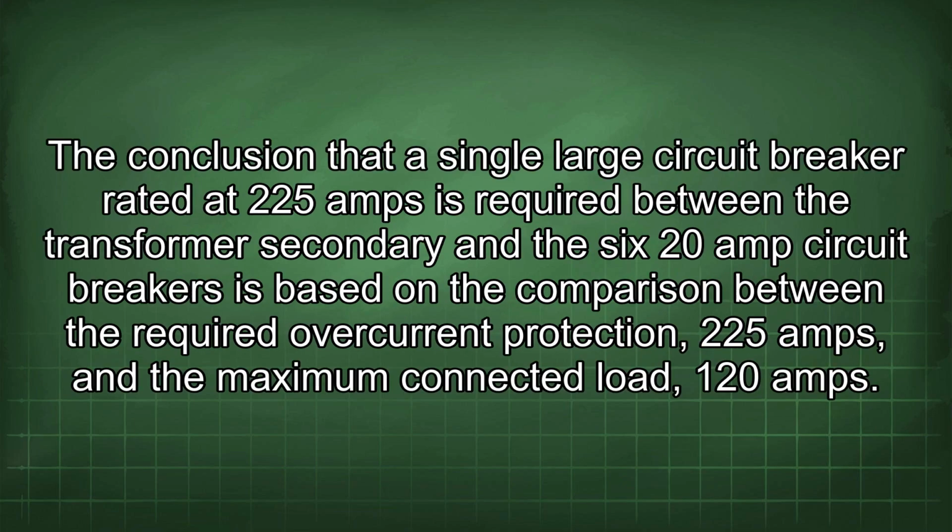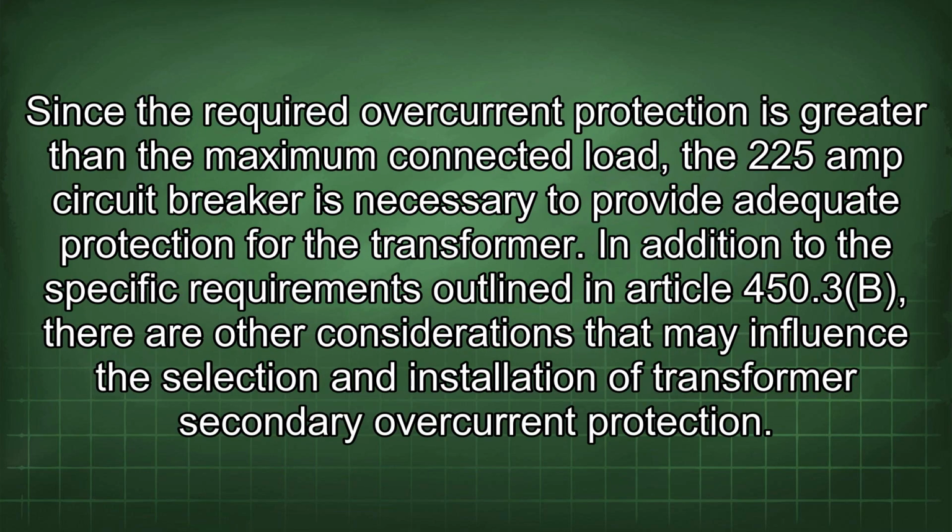The conclusion that a single large circuit breaker rated at 225 amps is required between the transformer secondary and the 6 20 amp circuit breakers is based on the comparison between the required overcurrent protection, 225 amps, and the maximum connected load, 120 amps. Since the required overcurrent protection is greater than the maximum connected load, the 225 amp circuit breaker is necessary to provide adequate protection for the transformer.